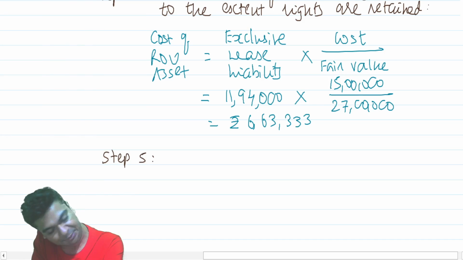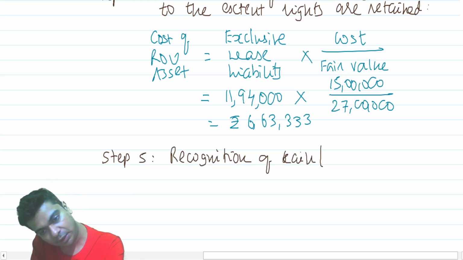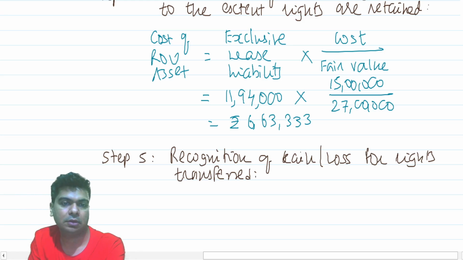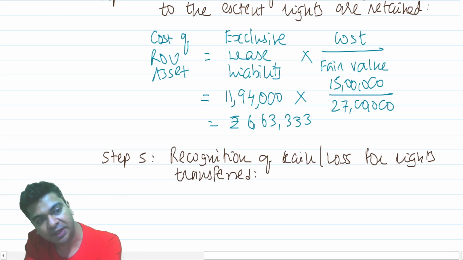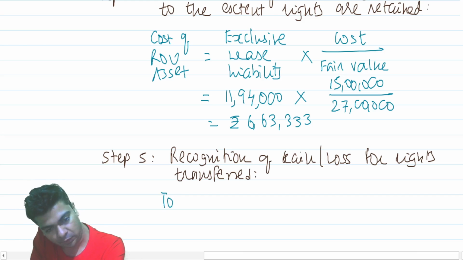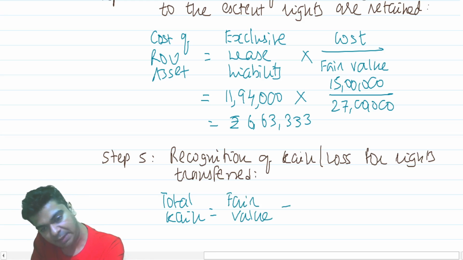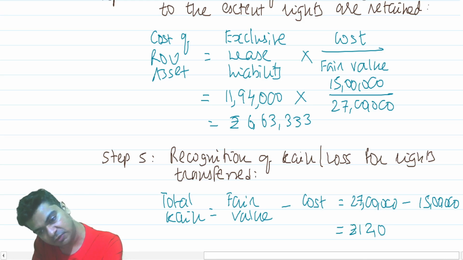The final step now, step 5. Recognition of gain/loss for rights transferred. We have understood that the total gain basically is 12 lakhs over here. Put it down. We say total gain, that will be fair value minus cost. So 27 lakhs minus 15 lakhs. So total gain has turned out to be 12 lakhs.